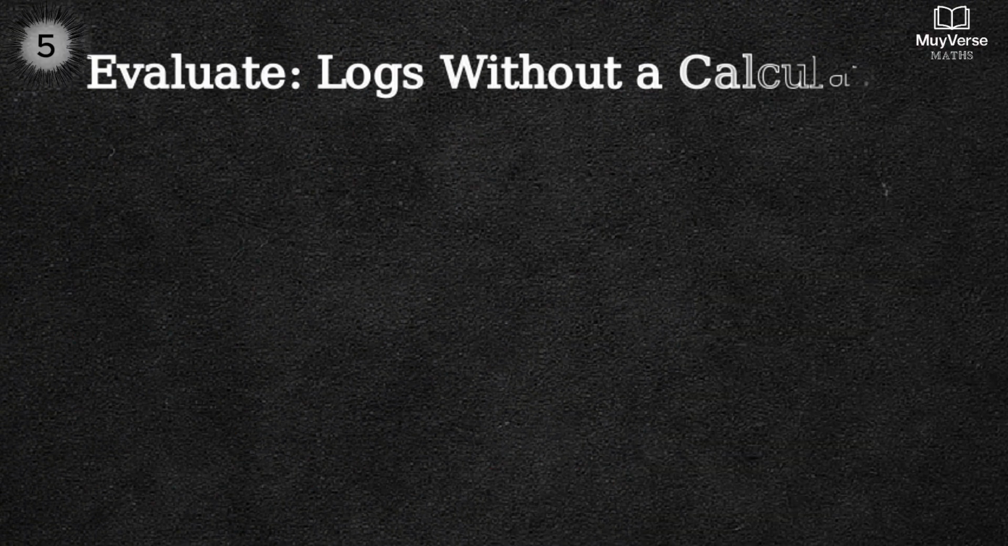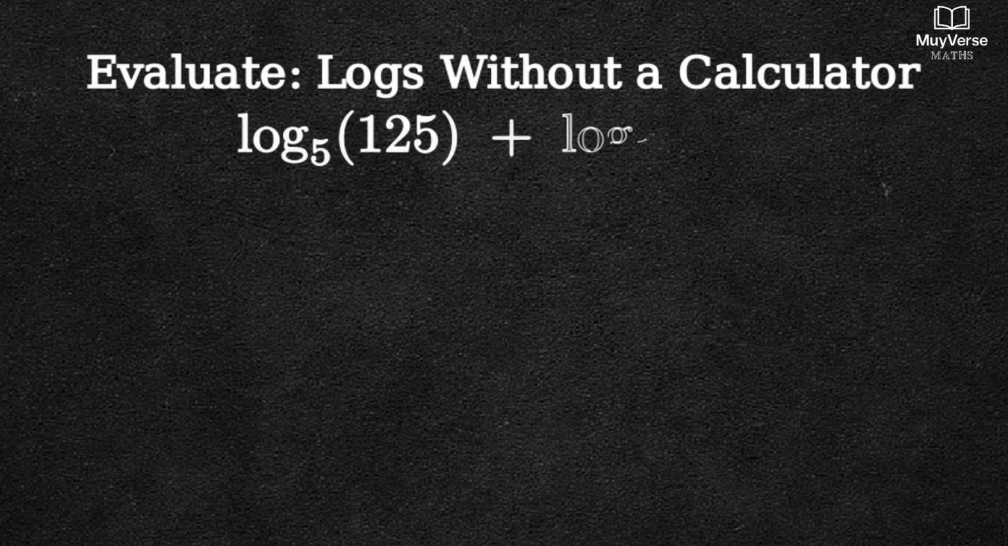Evaluate without a calculator the expression log base 5 of 125 plus log base 125 of 5. We'll write the expression clearly, then handle each logarithm one at a time, and finally add the results. Step 1. Evaluate the first term, log base 5 of 125.